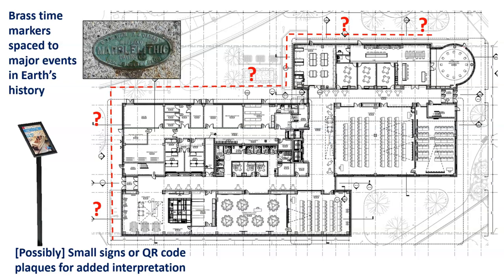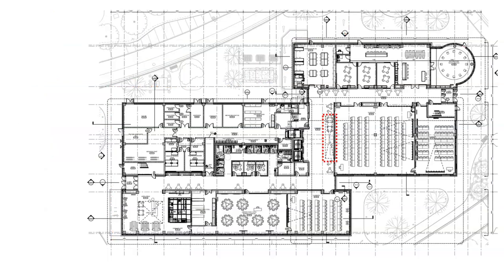We also envision a series of small plaques placed into the actual sidewalk adjacent to or in the perimeter of the building, which would allow visitors to walk the 4.5 billion-year history of the planet, stopping at major geological and biological milestones. This could be accompanied by small interpretive signs or QR codes to add additional information.